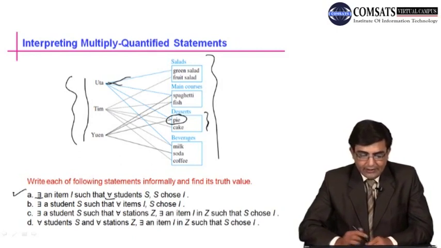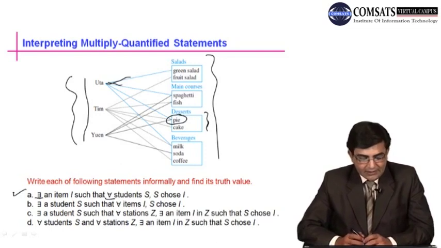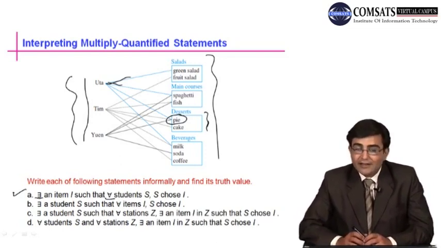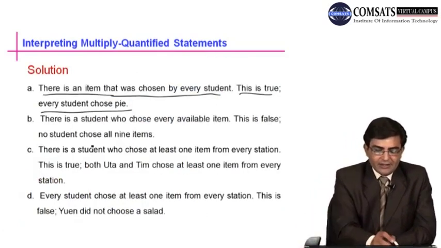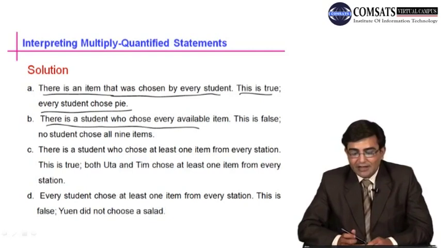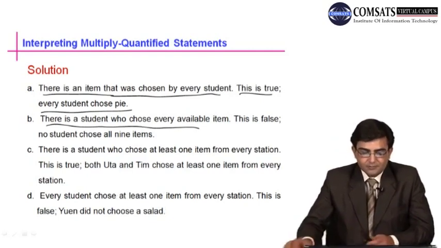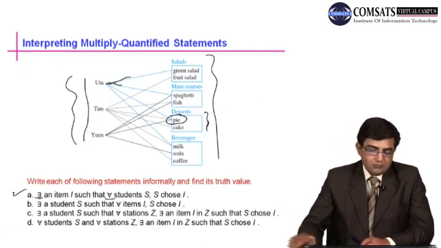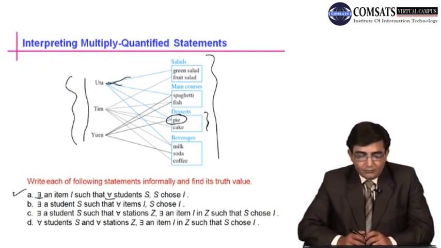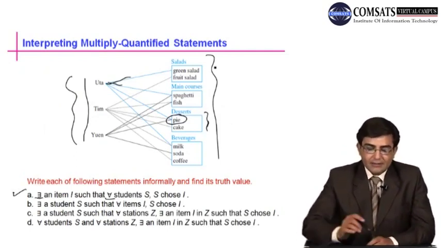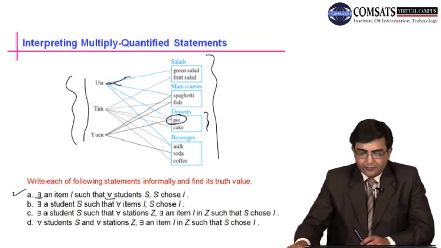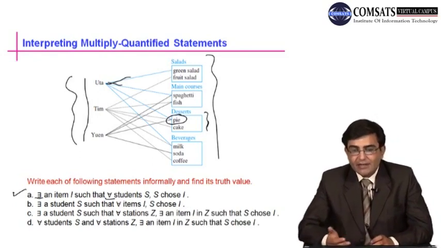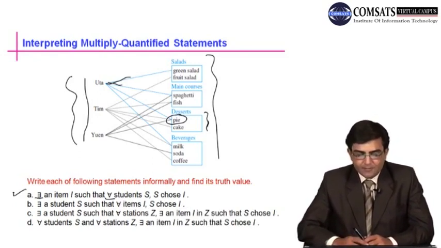So here, with the help of this figure, we can see that there is no student who chooses every item. So this statement can be written informally: there is a student who chooses every available item. This is false because no such student among these three students chooses all the items which are available in the four stations of salads, main courses, dessert and beverages.